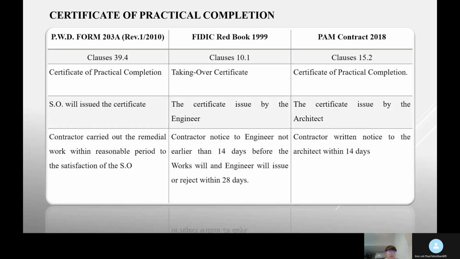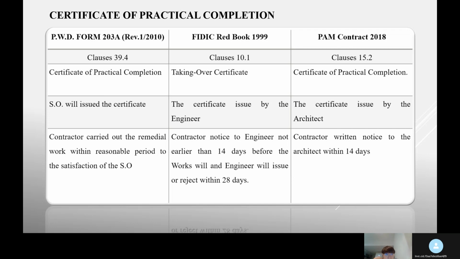Now I will talk about the Certificate of Practical Completion. In PWD Form 203A, clause 39.4, it is the Certificate of Practical Completion. In this clause, the SO will issue the certificate and the contractor carries out the remedial work within a reasonable period to the satisfaction of the SO.